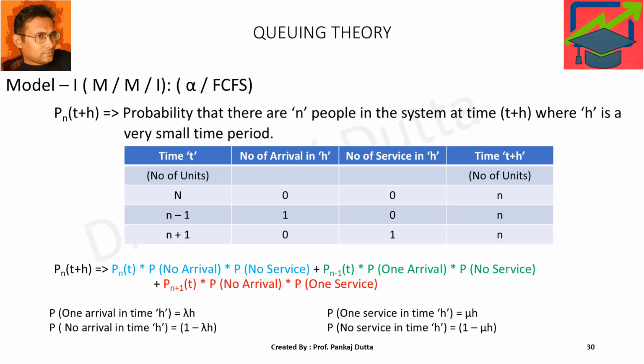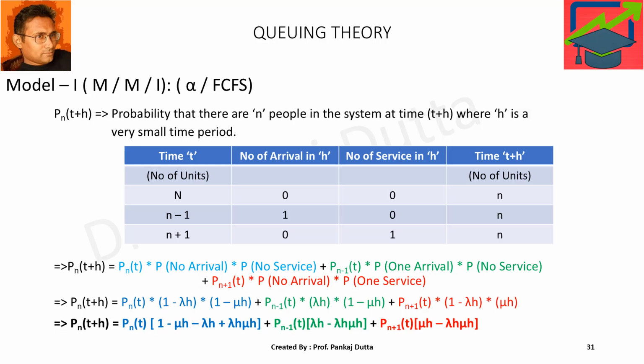Substituting all this in the expression of probability of n people at time t plus h, simple algebraic manipulation gives us the third line shown in bold. I hope all of you can follow the calculation. Now, as we are interested only in time period h, and not in the higher order, that is h square, we will ignore all the higher order terms in this expression.